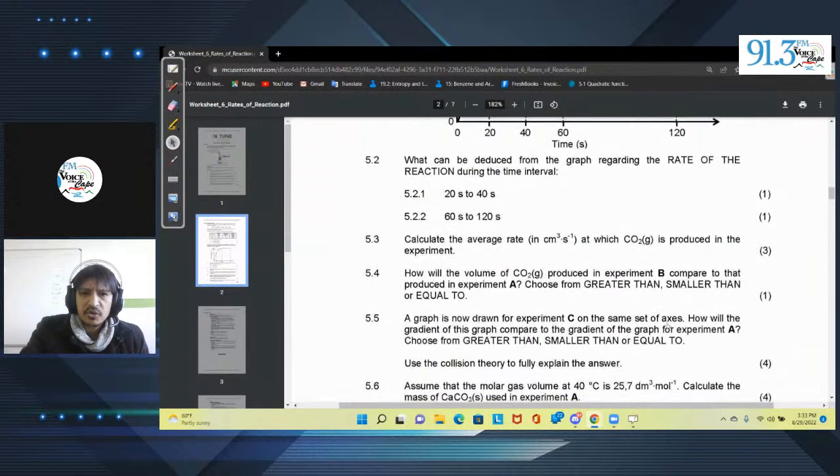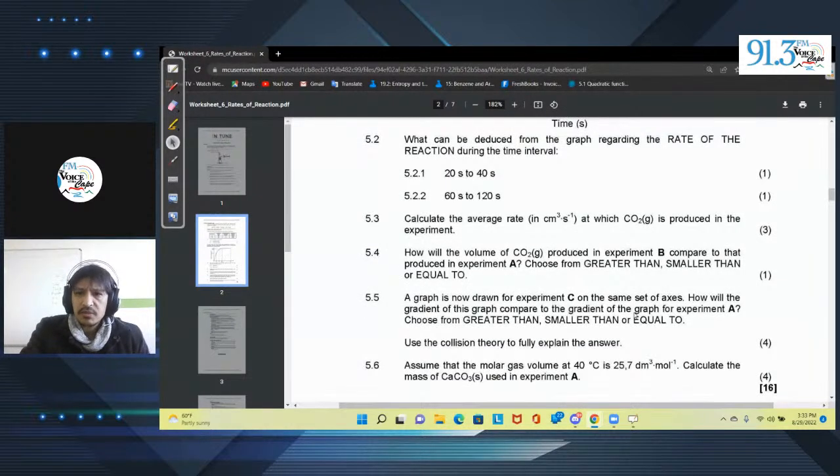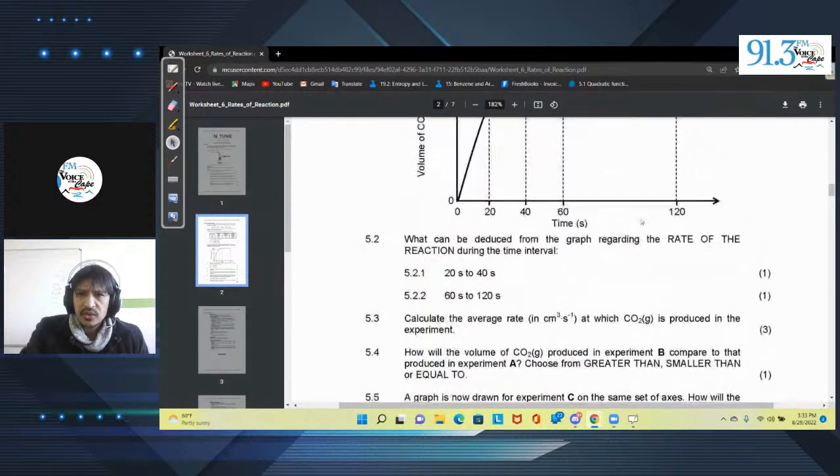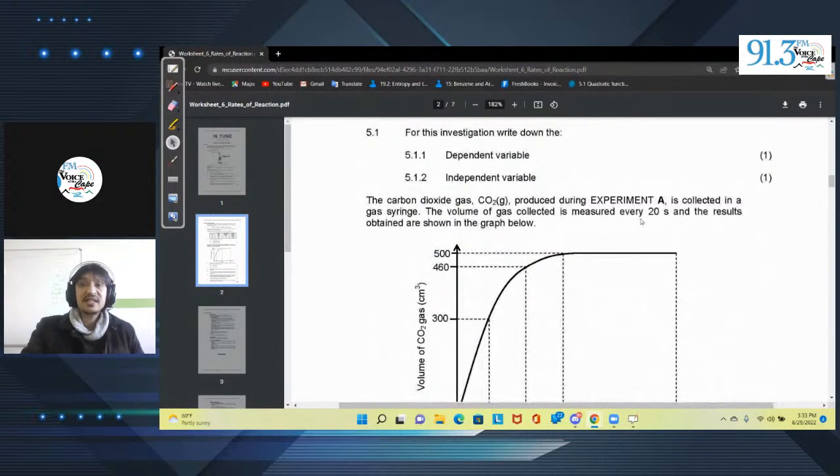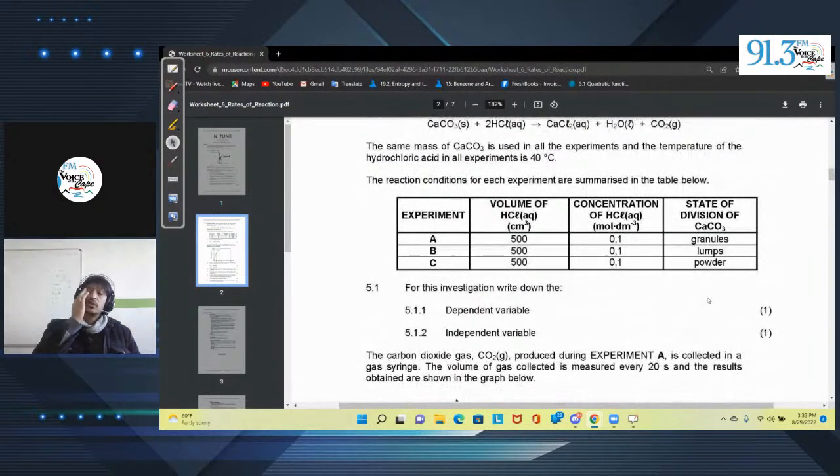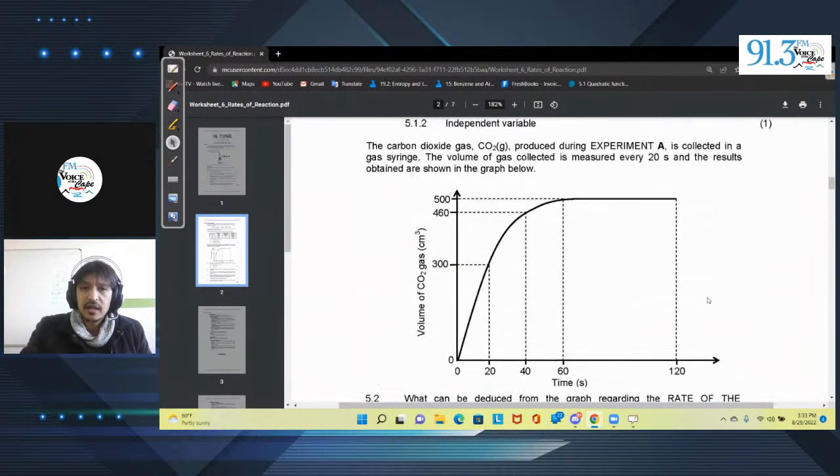Okay. 5.5. A graph is now drawn for experiment C on the same set of axes. How will the gradient of this graph compare to the gradient of the graph for experiment A? Choose from greater than, smaller than, or equal to. Well, now we are comparing C to A. If we scroll up, C is a powder, so the particle sizes are a lot smaller than that of granules, and that means that the gradient for our rate of reaction is going to be much greater. And we can imagine that.